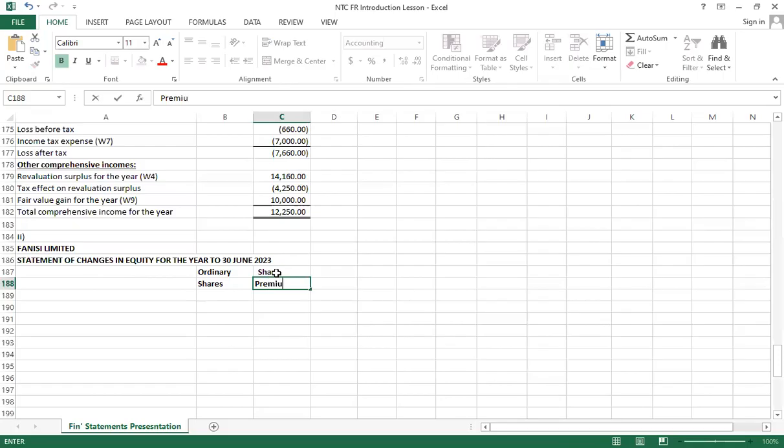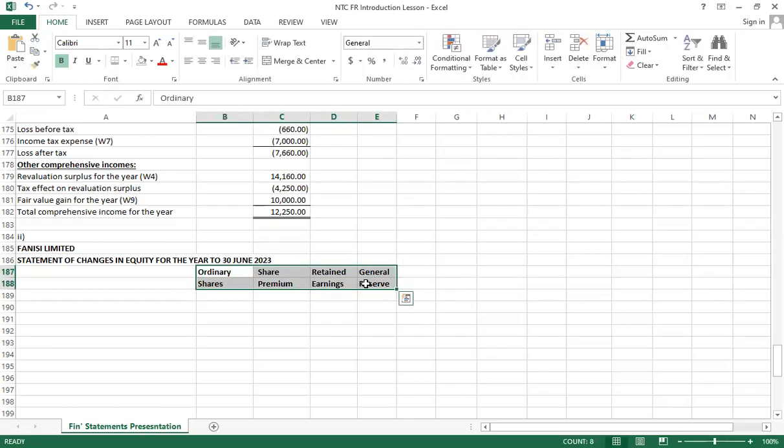This is followed by the share premium, and then this is followed by the retained earnings. So you arrange in a columnar format. After retained earnings, we have the general reserve. So these are the ones that we have in the trial balance.